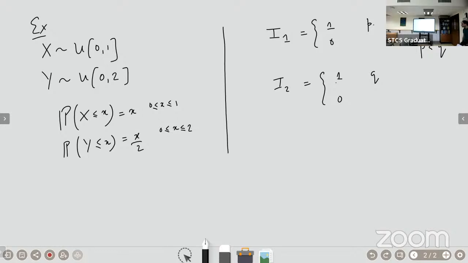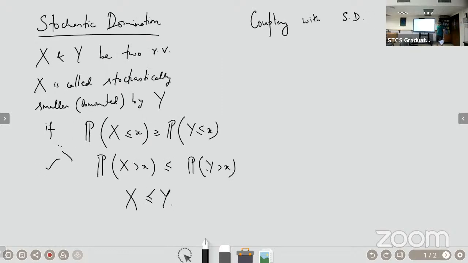Can you go to the previous one? Who is more likely to produce smaller values? Think of it that way. X is called stochastically smaller, or dominated by Y. So is I1 getting dominated by I2, or is I2 getting dominated? I1 was dominated by I2. Now is it clear?